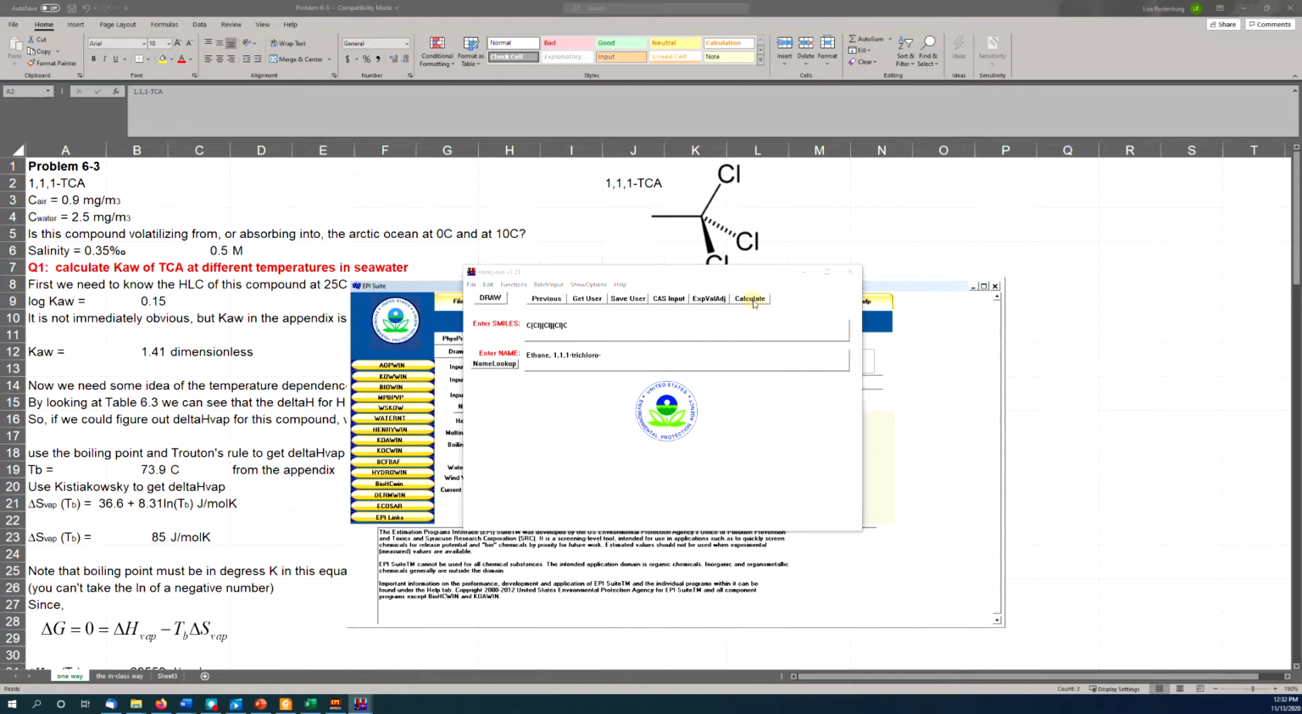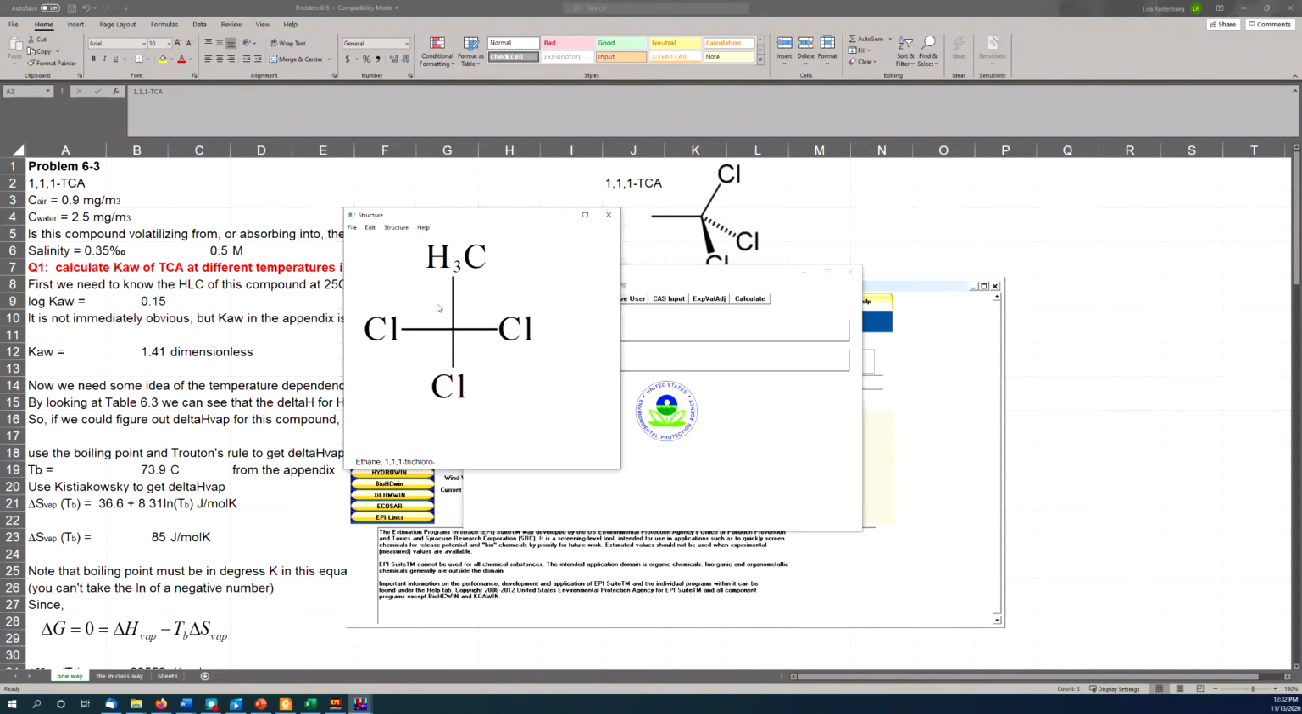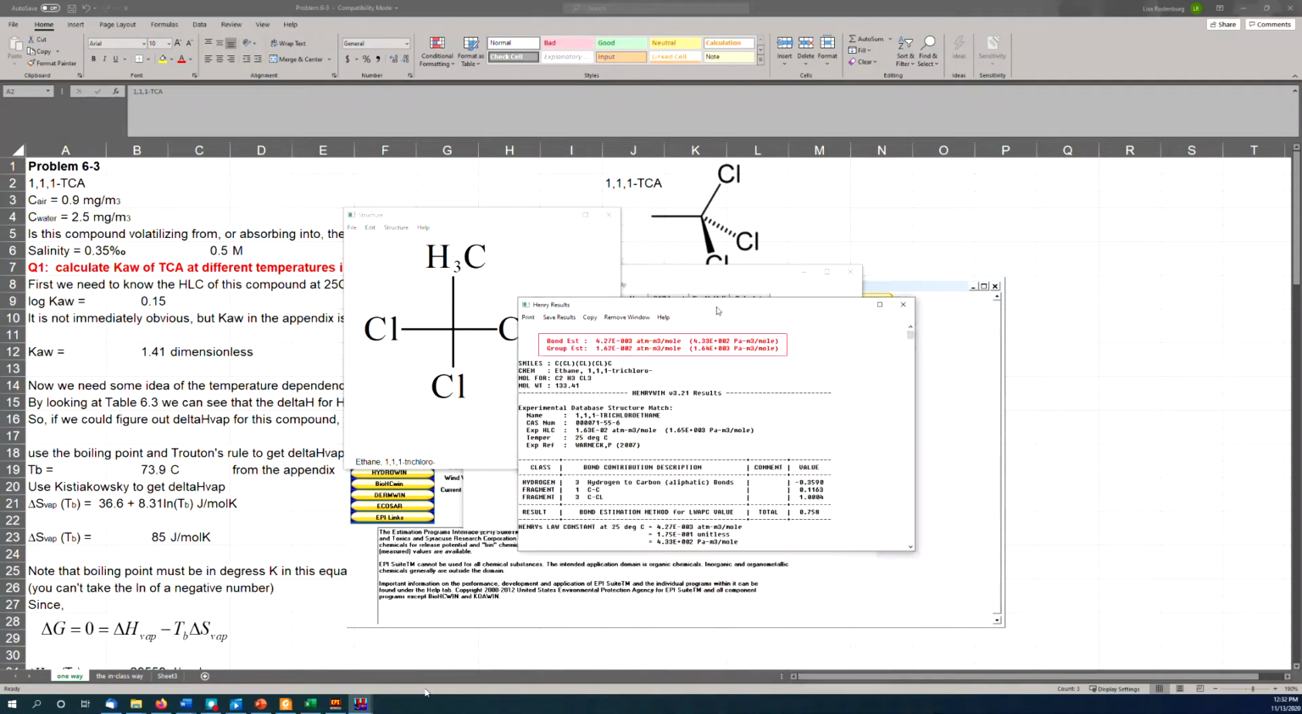Hit calculate. First of all, one nice thing it does is give you a structure. That's always lovely. The other thing it does is show you a bunch of different numbers here. There is an experimental Henry's law constant here. And as I've always said in this class, if you have an experimental value, you should use it. There's no point in driving yourself crazy with all these estimation techniques if someone has taken the time to actually measure these things. So you should probably use the experimental value.